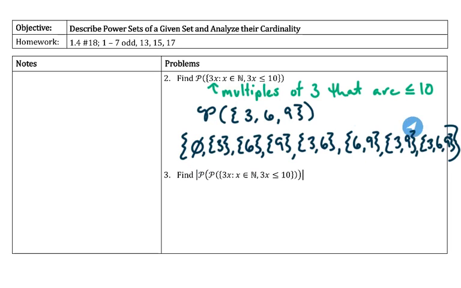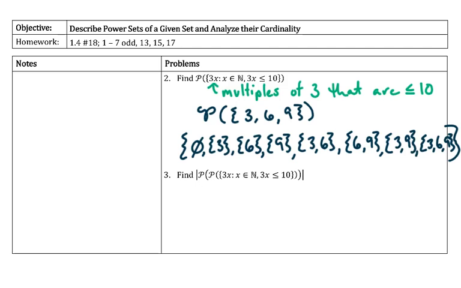If I took this set here and I asked, okay, well, what's a subset of this? Well, the null set and 9. The null set and 9 and 6 and 9 and 3, 6, 9. These are all subsets, but you can see that this gets exponentially bigger.